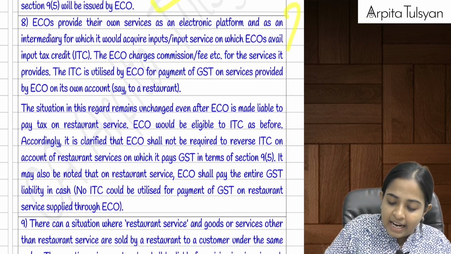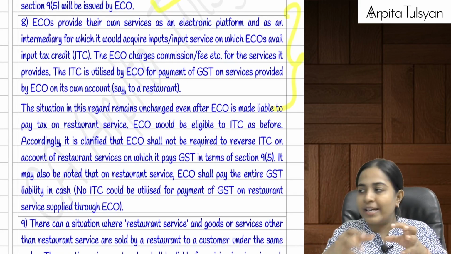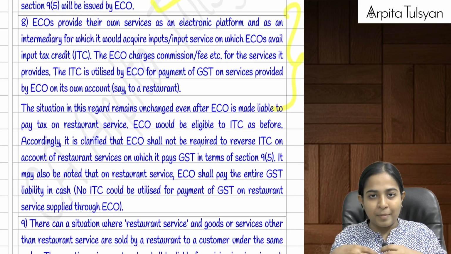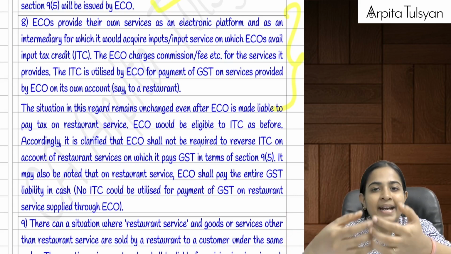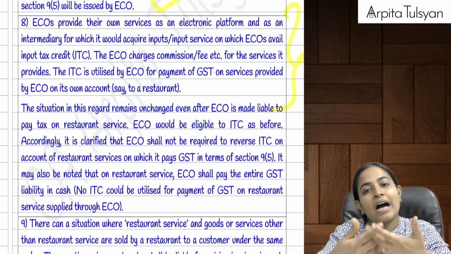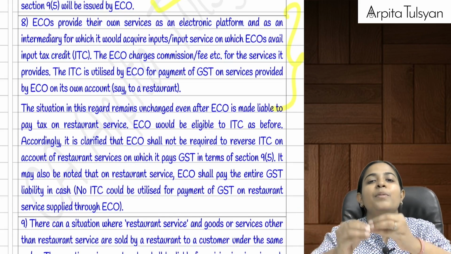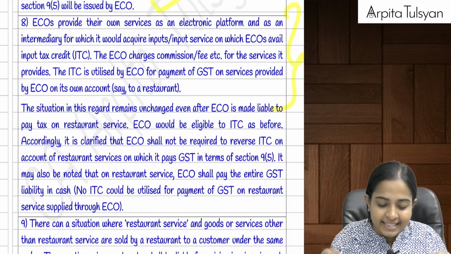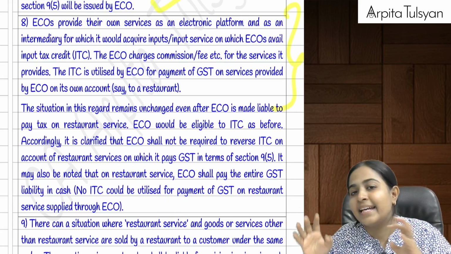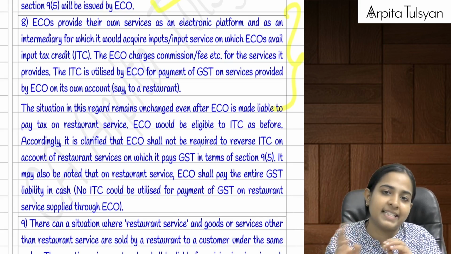Then another thing, the e-commerce operator is collecting the taxes from us, from the service recipient, and paying it to the government. That is the outward supply. This tax has to be paid in cash. Means it cannot utilize any ITC for paying it.